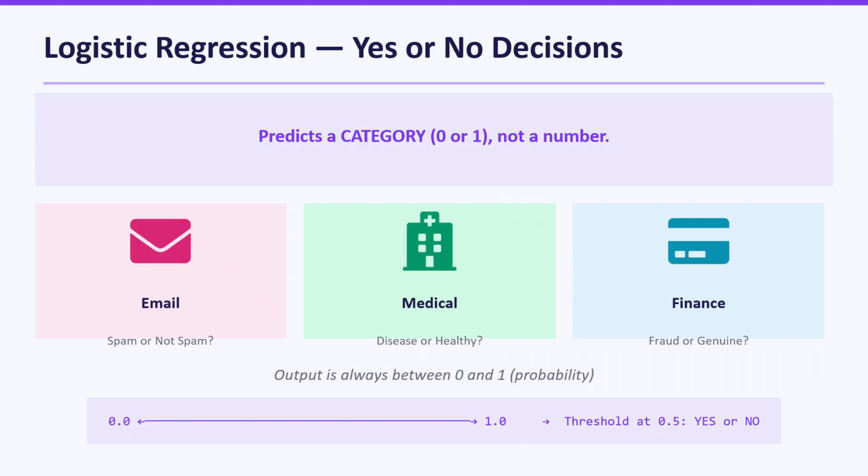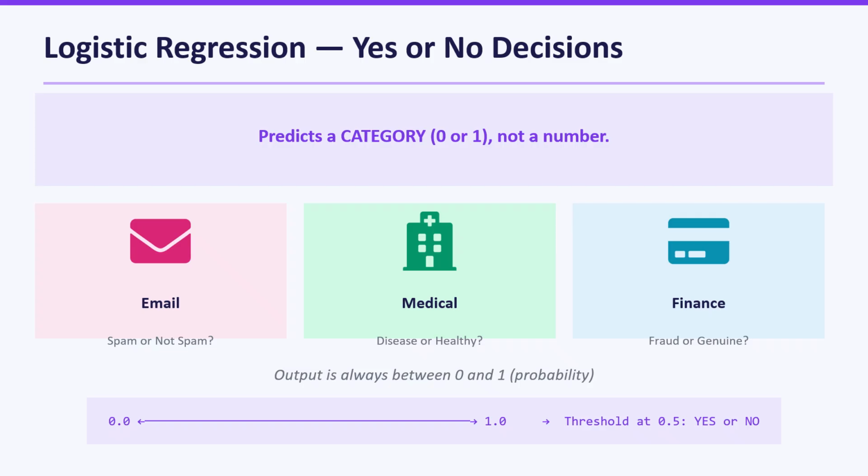Despite the name, logistic regression is used for classification, not regression. Its output is a category, specifically yes or no, or 0 or 1. For example, is this email spam or not spam? Is this tumor malignant or benign? Is this transaction fraud or genuine?